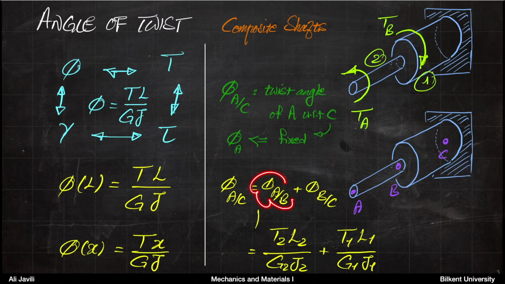Now from A to B, the angle of twist follows this formula, TL over GJ, where now T is T2, L2, G2, J2. So it's T, L, G, and J in part 2. From B to C, it's TL over GJ, but now you get subscript 1 for all the quantities. It's exactly similar to what we did for axial loading.